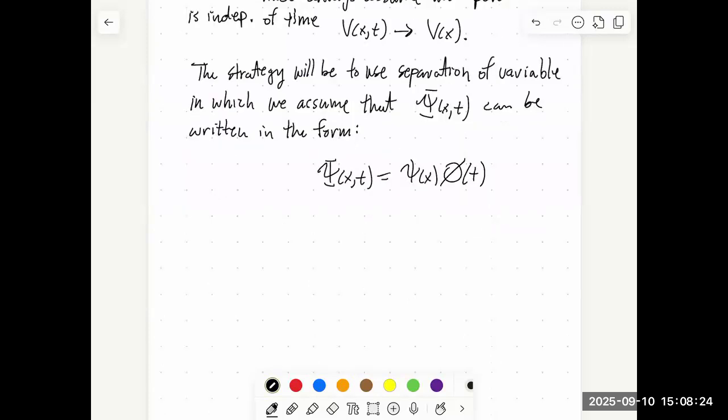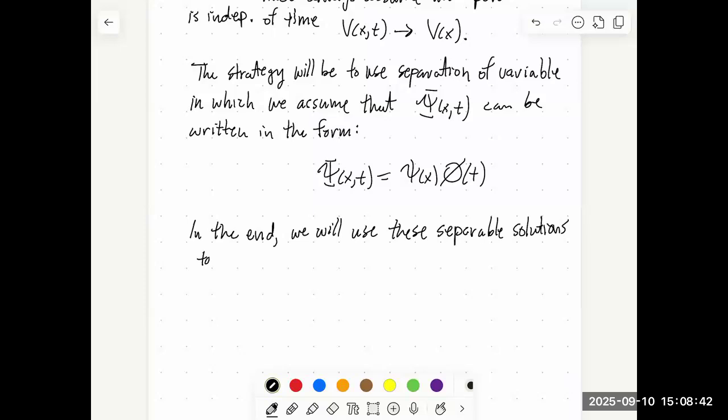All right. So that's going to be the strategy. In the end, what we're going to find is the following. We will use these so-called separable solutions to reconstruct the most general solutions to Schrodinger's equation.